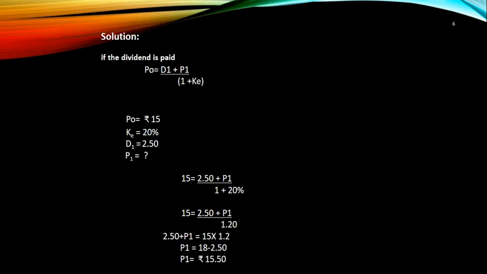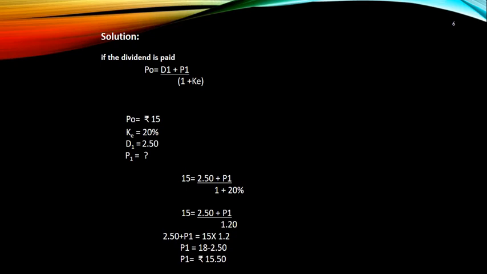is equal to D1 is 2.50 plus P1. We need to find out the P1, so I'm leaving that same, whole divided by 1 plus cost of capital is 20%. So 15 is equal to 2.50 plus P1 whole divided by 20% of 1 means that is 0.20. So 1 plus 0.20 will be 1.20. So I'm taking that 1 to the left side of the equal sign. So then it will become 2.50 plus P1 is equal to 15 into 1.2.